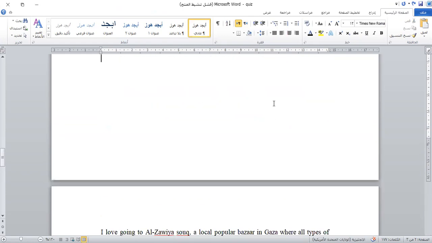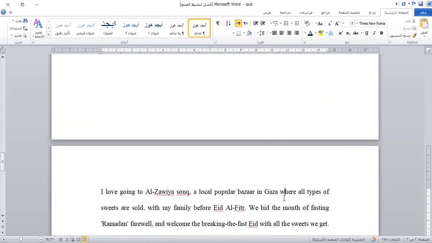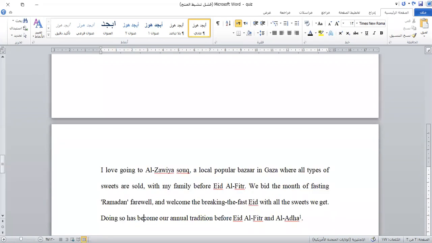Excellent. Now read this one. Where all types of sweets are sold. Is there "only"? No. Good. So in the target text, there is no indication that only sweets are sold in Souq al-Zawiya. It only says that there are all types of sweets.